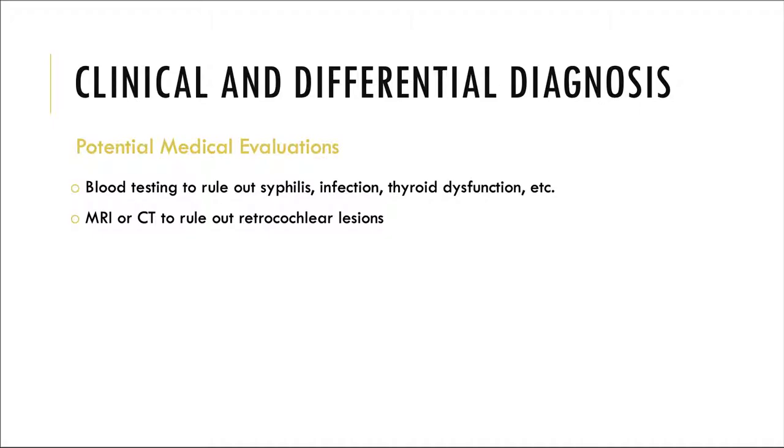These patients may also go through some general medical evaluations to rule out other things. This can be done in the form of blood testing, which is used to rule out syphilis, general infections, thyroid dysfunction, etc. They can also undergo imaging such as MRI or CT scans to rule out retrocochlear lesions as well, similar to that of the ABR testing.